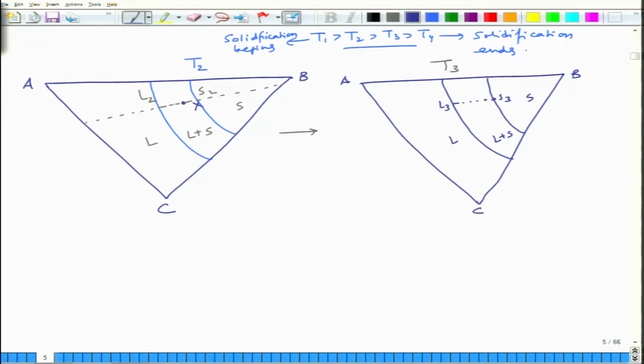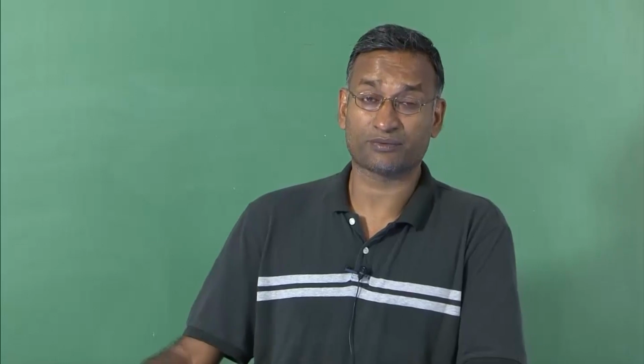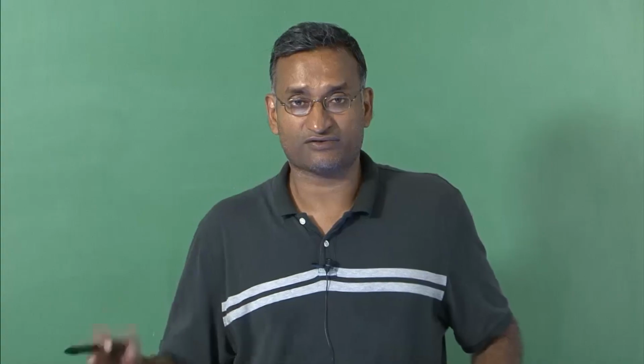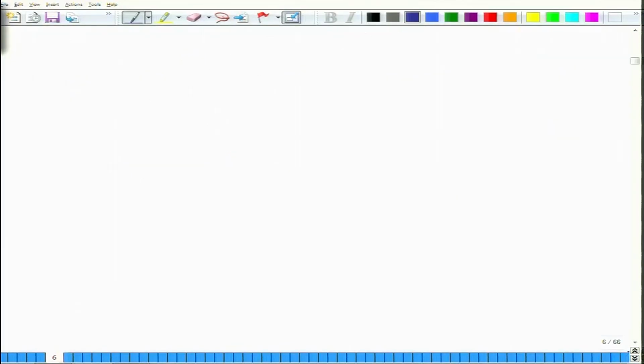The ends of tie lines are determined by free energy considerations. What is the equilibrium composition of solid and what is the equilibrium composition of liquid? One has to do that exercise. You can do that manually, but nowadays software is used to calculate these free energy composition diagrams to give you the composition of phases in equilibrium. So, this is how the solidification will proceed.